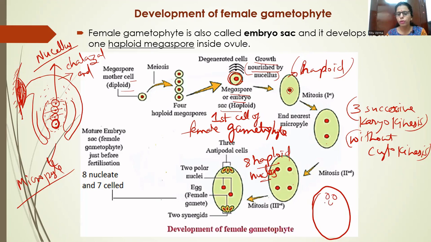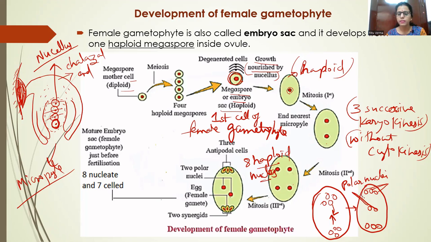4 of them are present at each corner of the cell. Now, out of these 4 haploid nuclei at each corner of the cell, 2 haploid nuclei move towards the center of the cell. Now 3 haploid nuclei are left on each end, and 2 haploid nuclei are present in the center. These 2 haploid nuclei present in the center are known as polar nuclei.